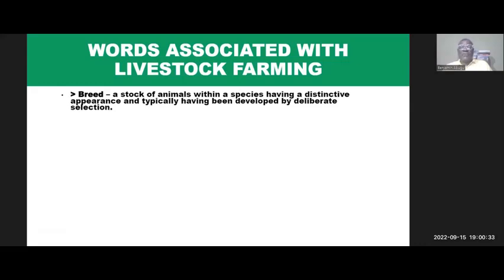Now, words associated with livestock farming. We want to look at certain words because vocabulary has to do with the words used in a language, okay? And the more you increase your vocabulary, the more knowledgeable you are about a given field of life. The more words you learn about livestock farming, the more knowledgeable you become about livestock farming, because that is exactly what it is. Vocabulary has a way of giving you more information, new information.